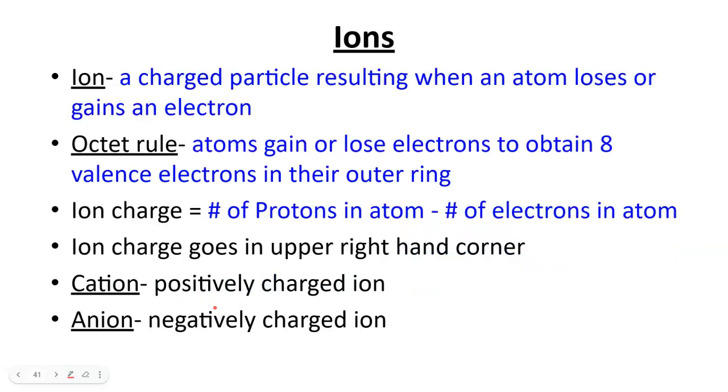Welcome back. Let's talk a little bit about ions. So far, every atom we've talked about has been a neutral atom, or in other words, the number of protons has been equal to the number of electrons. However, some atoms gain or lose electrons in order to get 8 valence electrons in their outer ring. This idea is called the octet rule.